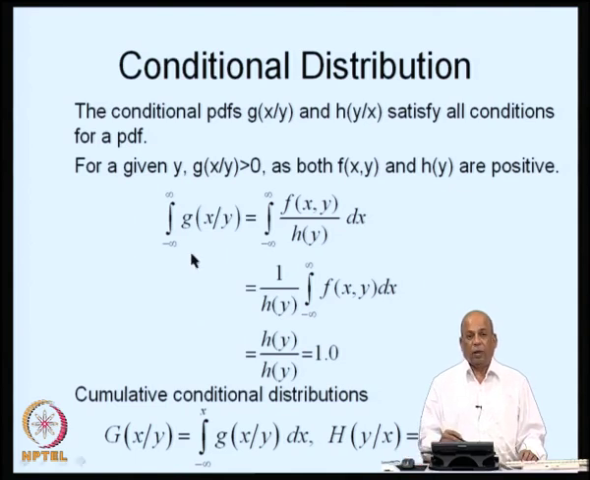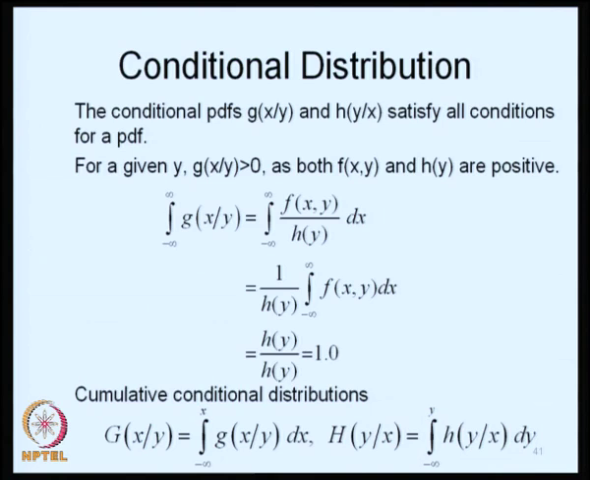Then the second condition is that the integral from minus infinity to plus infinity of g of x given y with respect to x must be equal to 1. So, we use the definition of g of x given y as f of x y by h of y. Now, h of y being a function of y alone comes out of the integral, and then we are talking about the integral from minus infinity to plus infinity of f of x y dx, and by the definition of the marginal density of y, this term here is in fact the marginal density of y, h of y. Therefore, the integral from minus infinity to plus infinity of g of x given y dx is equal to 1.